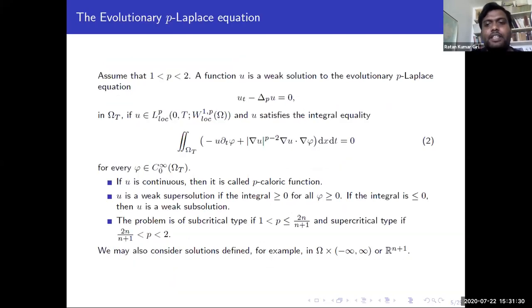Thus, we say that a function u is a weak solution to our problem if u belongs to this parabolic Sobolev space locally, and it satisfies this integral equality for every compactly supported smooth test function in our domain. If this integral is non-negative for every non-negative test function, then we call it a super solution. Similarly, sub-solution is defined. And if the weak solutions are continuous, we call it a p-caloric function. We divide our problem into two cases, basically, depending on the value of p. One is subcritical type, if p lies between this range, and another one is supercritical type, if p lies between this range.